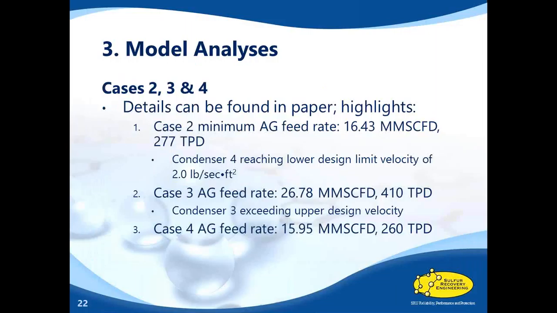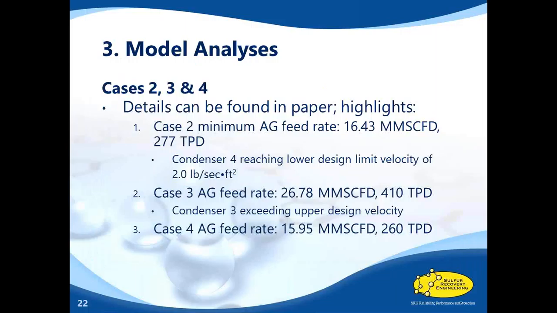In case 3, with an H2S quality of 40 mole percent, operating the SRU at 410 tons per day resulted in a flow rate of 26 million standard cubic feet per day. In this scenario, the third condenser was found to be exceeding its upper design velocity. So now we were going above that upper limit of 5 pounds per second per square foot.